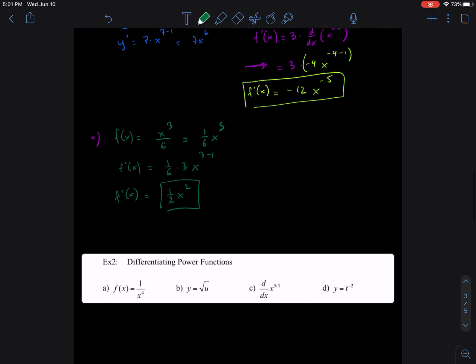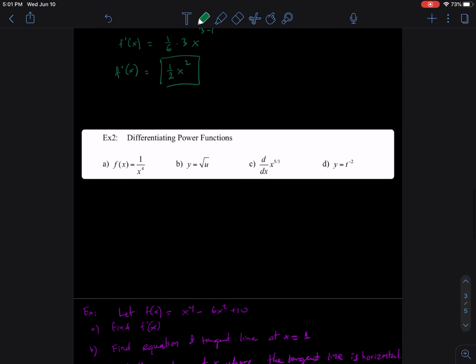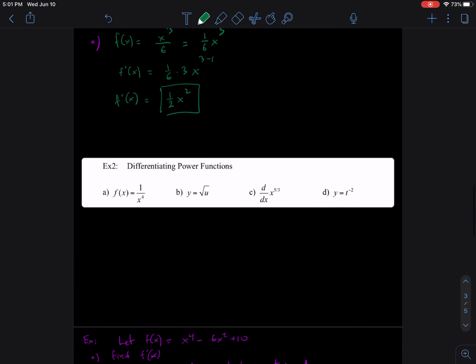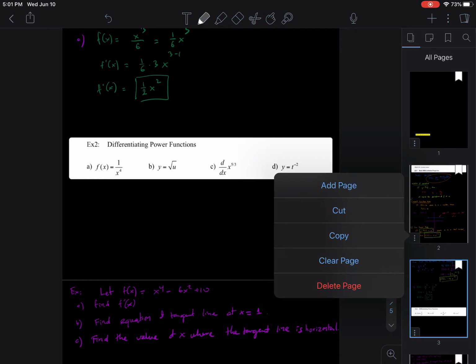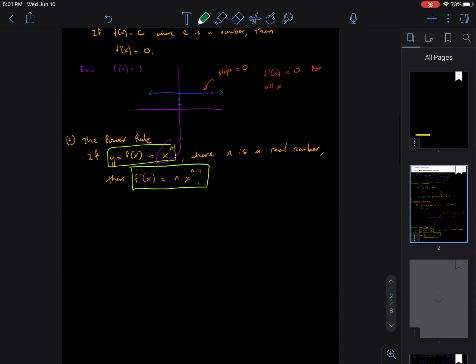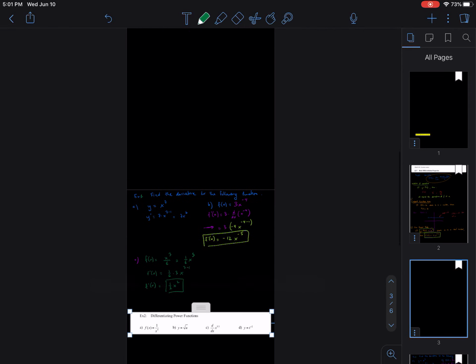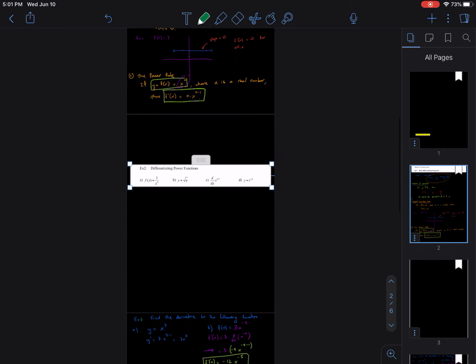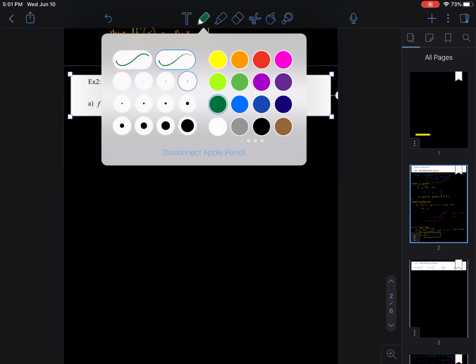All right, so let's move on to example 2, and I've already typed this out. Let me add a page here. Let's move this up. Okay. All right, so let's do these 4 parts here.